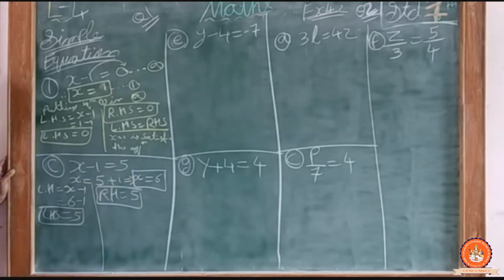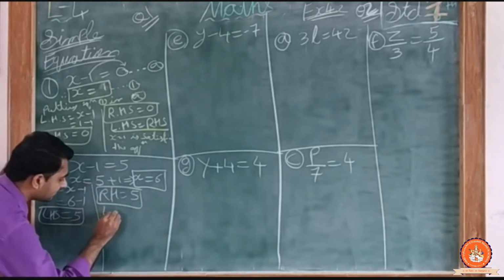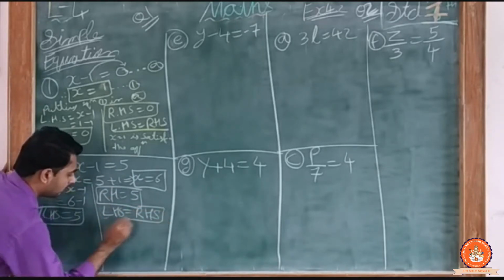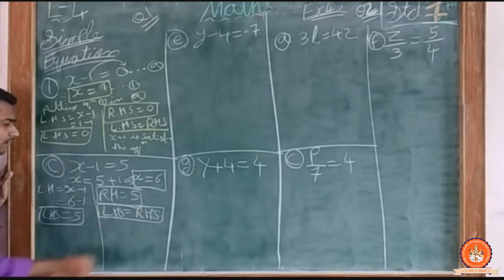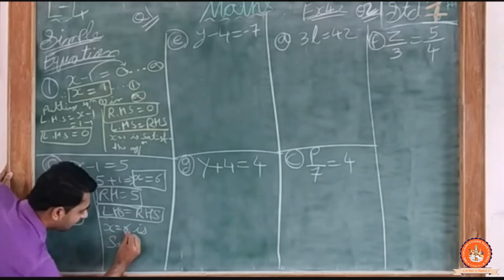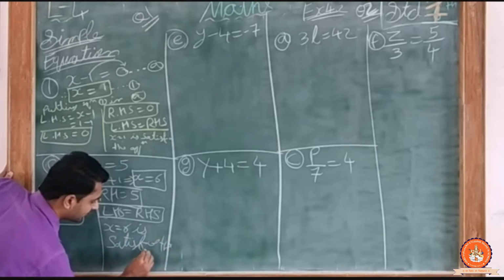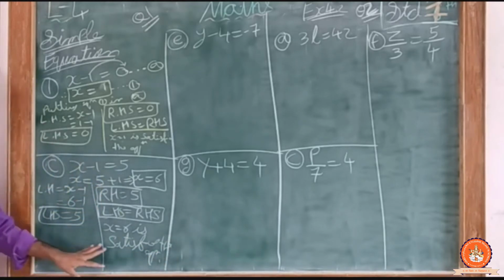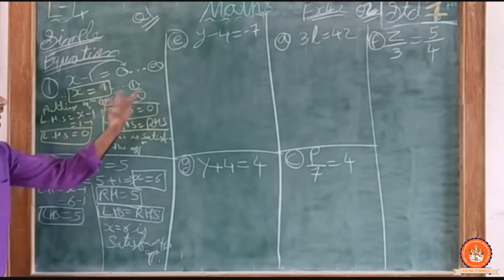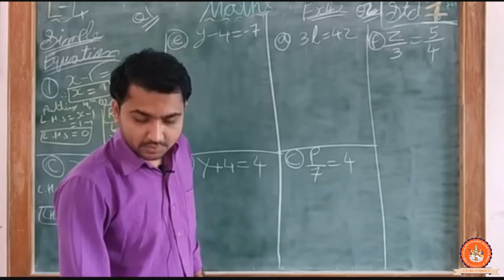As LHS equal to RHS, हमारा पता क्या चला, that x is equal to 6 satisfies the equation. You can write by yourself also, satisfies the equation. ये पता चल गया इतना. Now question E. Okay, D you can do it by yourself.